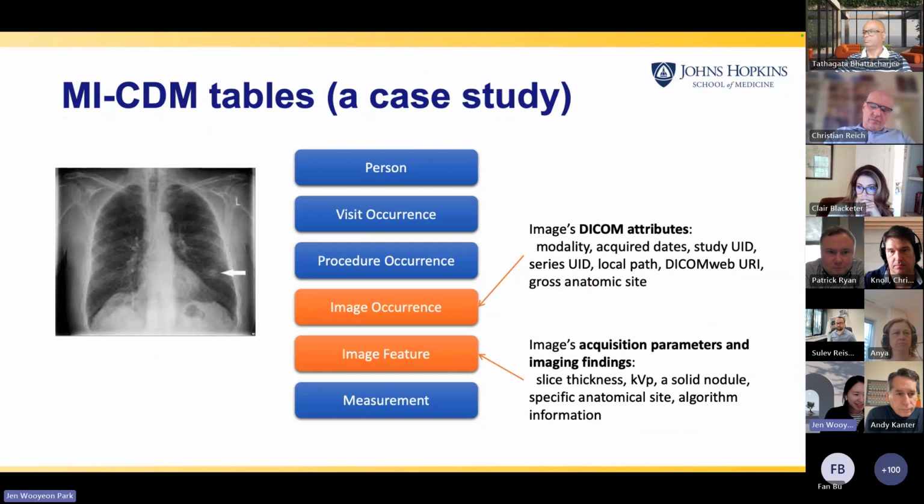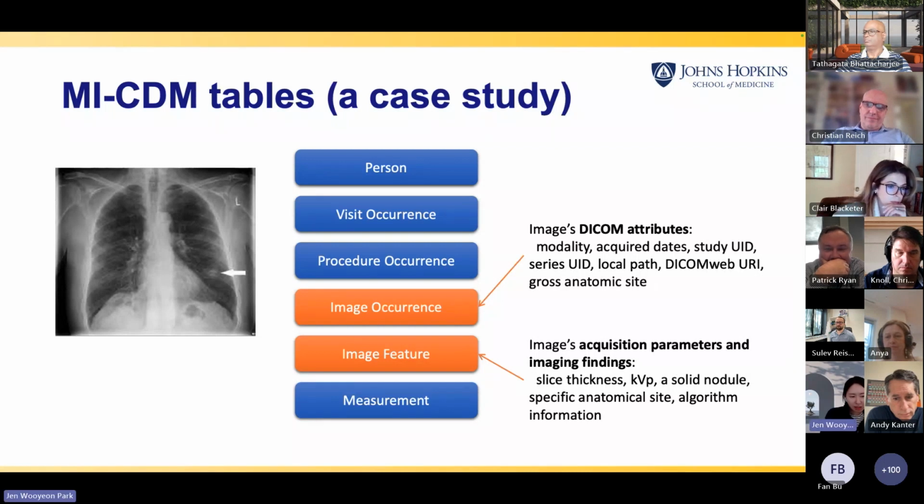So for example, this is a CT scan of a chest, and we found a lung nodule in the images. For this event, it will create a row in the person table, visit occurrence table, and procedure occurrence table in the current model. So right now, image studies are represented in the procedure occurrence table without further specification.